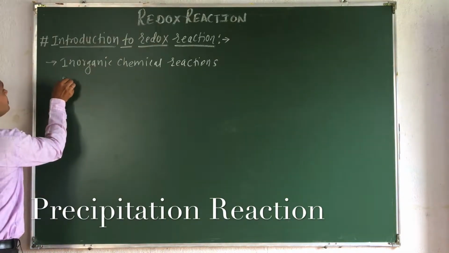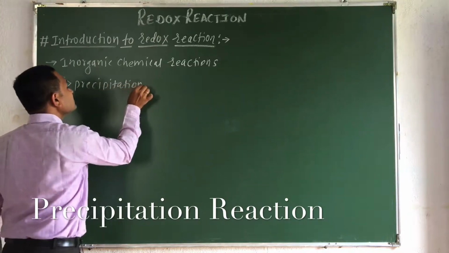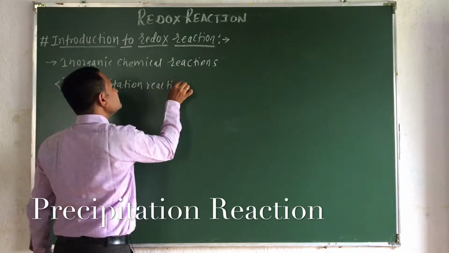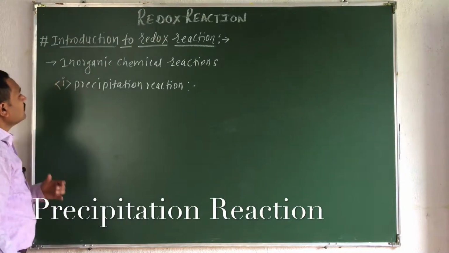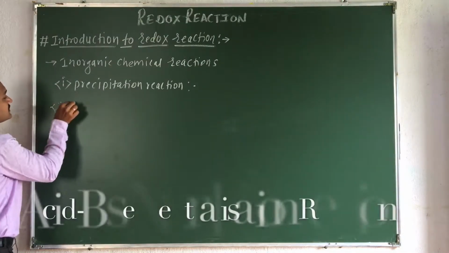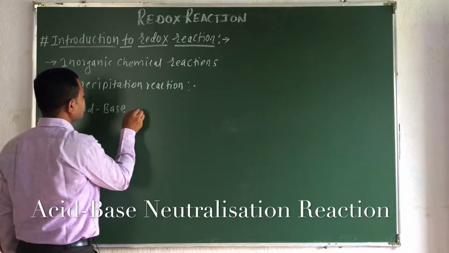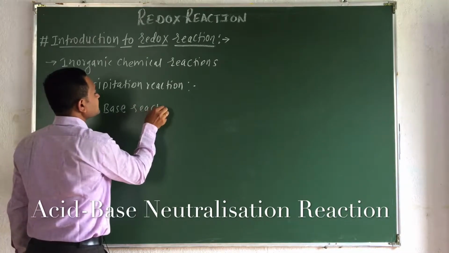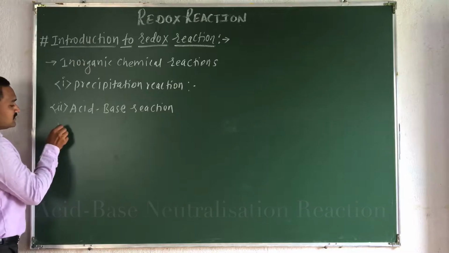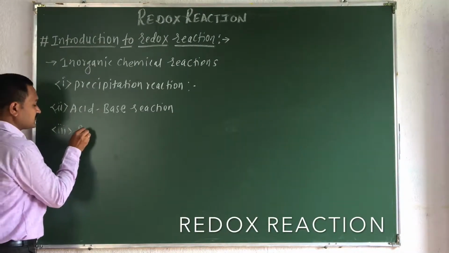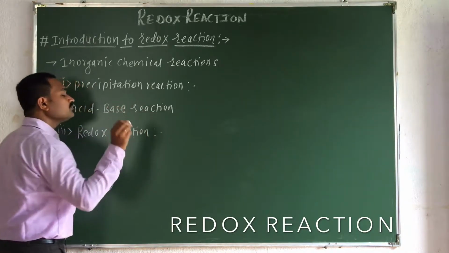The first one is the precipitation reaction, which is a very important chemical reaction which we generally observe in our laboratory while doing the acidic and the basic radicals. Now the second one is your acid base neutralization reaction. So this is the second type of inorganic chemical reaction, the acid base reaction. Generally this reaction is known as a neutralization reaction. The third one is the redox reaction. That is our chapter, redox reaction. So we will discuss the redox reactions.